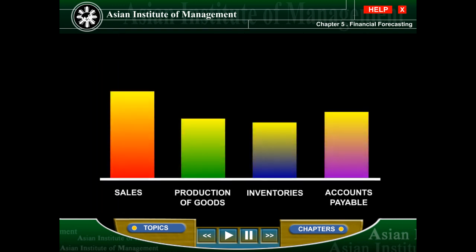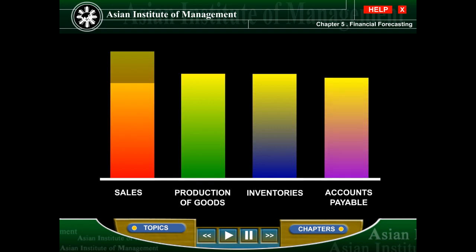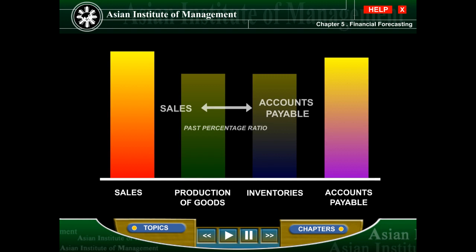When an enterprise is expecting a sales increase, it prepares for this by increasing the production of goods, which means increasing inventories. Increasing inventories, in turn, means availing of more supplier's credit or accounts payable. Thus, increase in sales will also lead to increases in accounts payable.